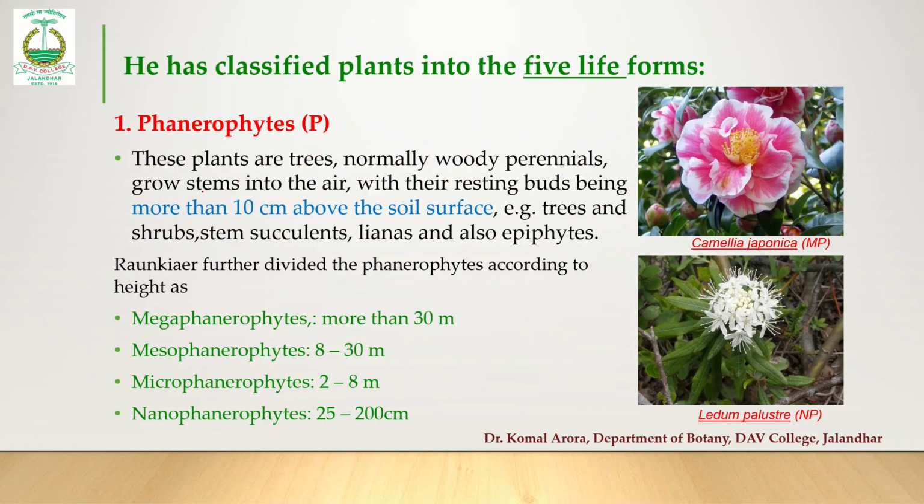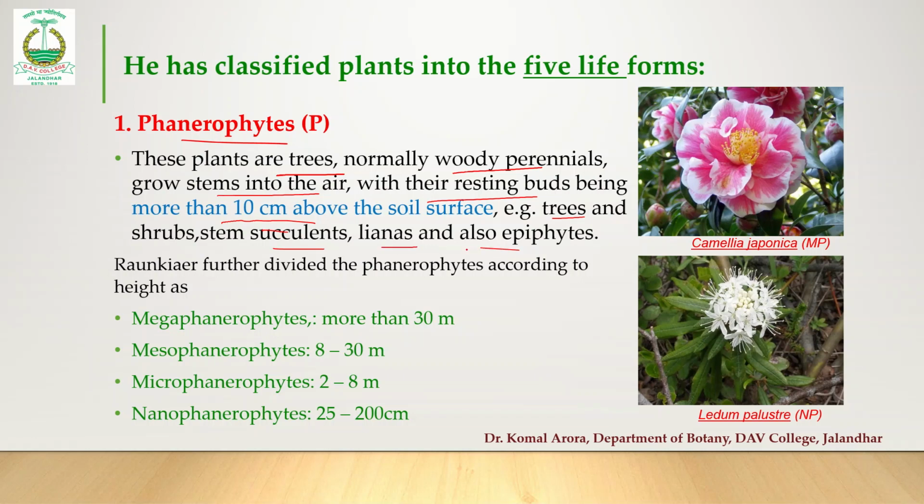Now on that basis we have 5 life forms. The first one is called phanerophytes. What are phanerophytes? These are trees. Okay, the most common type of the life form. What are trees? We have already discussed in the growth forms. These are woody perennial plants. Their stems grow into air. Their resting buds are at a height more than 10 centimeters above the soil surface. It is around 10 centimeters or up to meters. And under this we cover trees, shrubs, succulents, lianas, epiphytes.